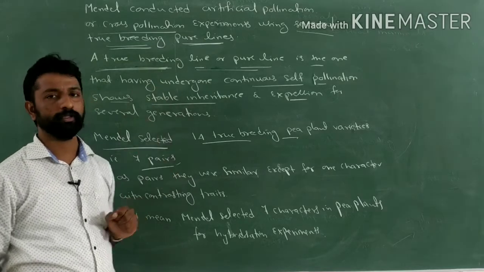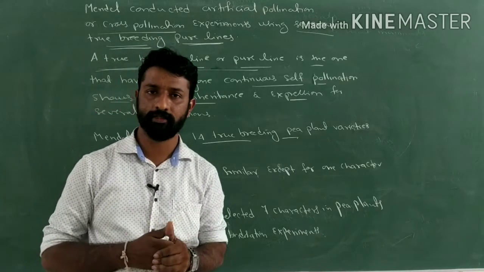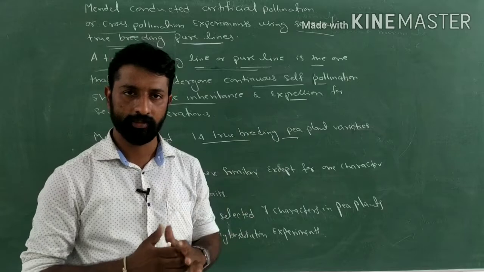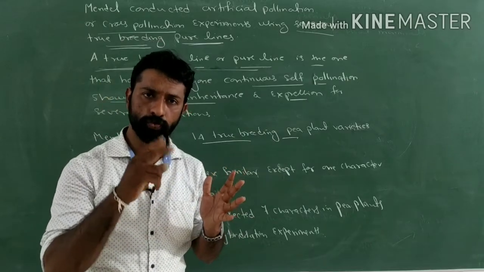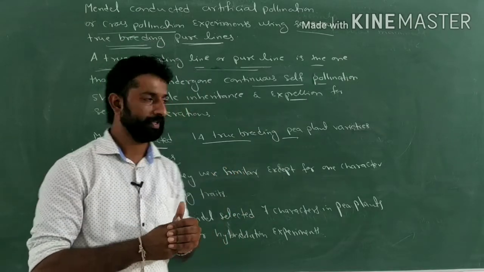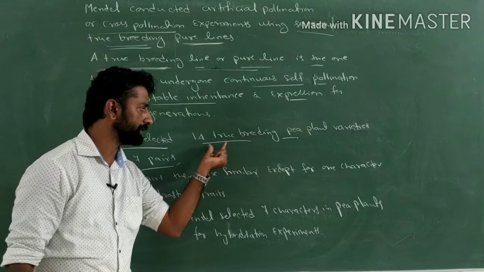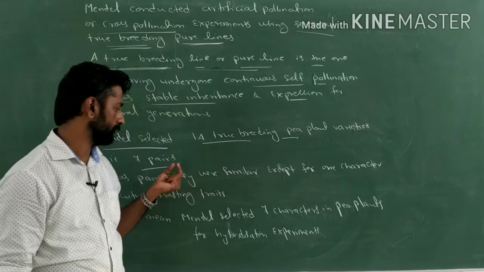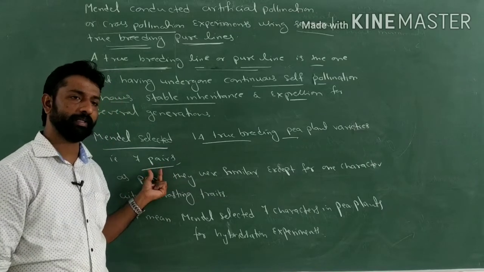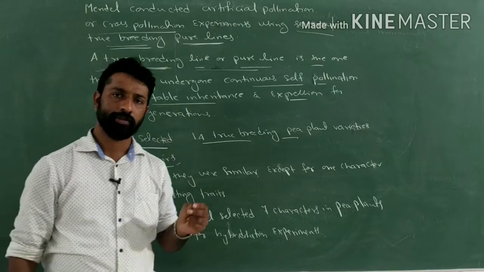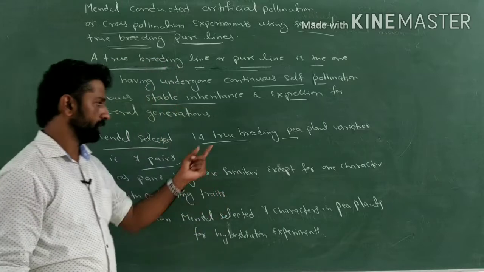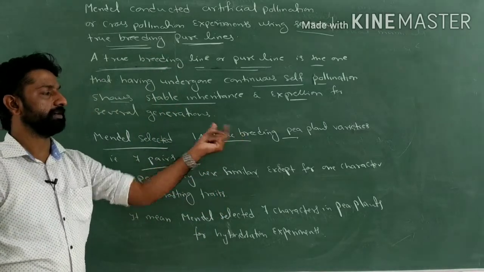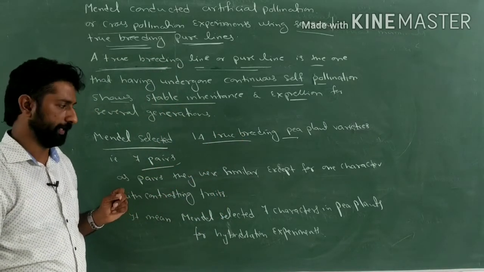So remember the initial discussion in today's class, that is character and trait. One character will have 2 contrasting traits. So how many traits did the true breeding varieties he selected have? 14. Means how many characters he selected? Only 7. So one character carries 2 traits, or one pair of traits. So he selected 7 pairs of traits in the pea plant.